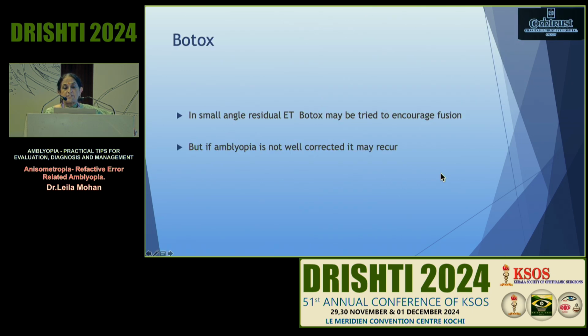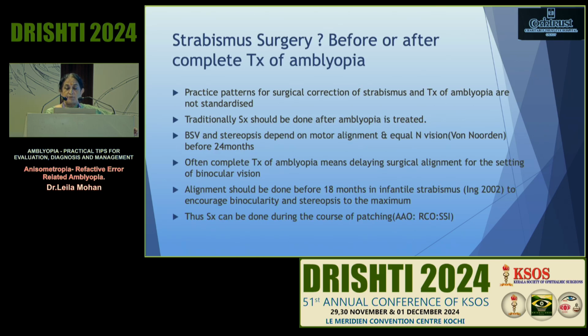So in small angle residual esotropia, Botox may encourage fusion, but amblyopia has to be corrected and continued. Continued stimulation should be there. So whether strabismus surgery can be done before complete treatment of amblyopia. Practice patterns say that you have to treat amblyopia, but you cannot wait for long, because the sensitive period is the time when you need to align the eyes. So BSV and stereopsis depend on motor alignment and equal vision within 24 months, especially in congenital esotropia, congenital exotropia as well. So often complete treatment is not possible for amblyopia then.